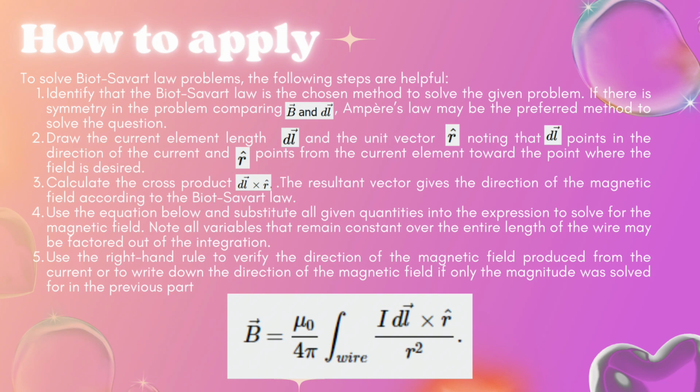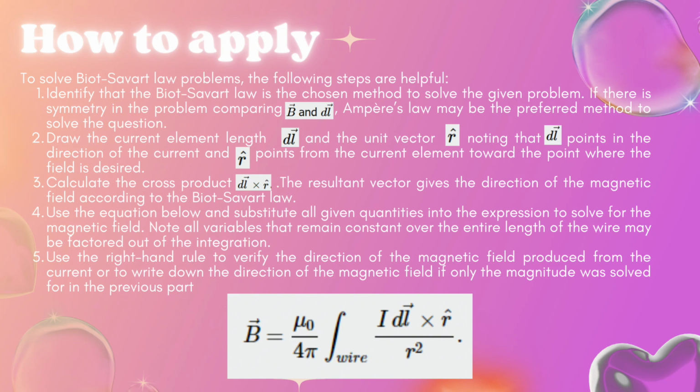To solve for the Biot-Savart law problems, the following steps are helpful. Number 1. Identify that the Biot-Savart law is the chosen method to solve the given problem. If there is a symmetry in the problem of comparing magnetic field and infinitesimal wire segment, Ampere's law may be the preferred method to solve the question. Number 2. Draw the element length, infinitesimal wire segment, and the unit vector or the distance, noting that the infinitesimal wire segment points in the direction of the current and the distance points from the current element toward the point where the field is desired.